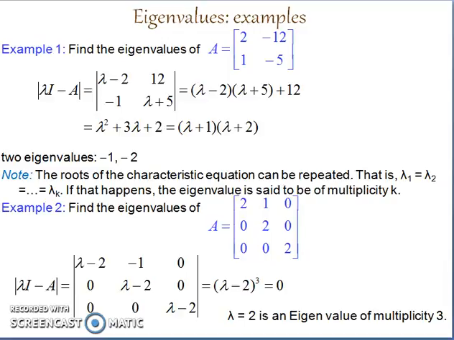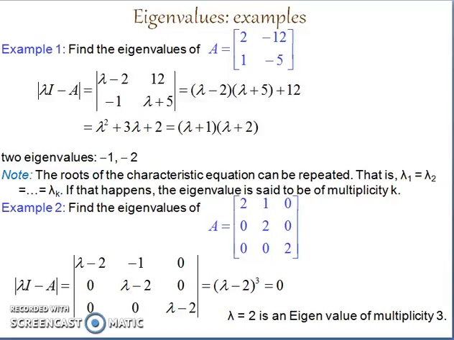To discuss more examples, find the eigenvectors of A. In this matrix, we are going to find lambda I minus A. Here, this is a 2 by 2 matrix, so the identity matrix is the 2 by 2 identity matrix. So the determinant of lambda I minus A will be the determinant of [lambda minus 2, 12; minus 1, lambda plus 5]. Finding the determinant, we get the characteristic equation as lambda square plus 3 lambda plus 2 equals 0. From this, we get two eigenvalues, minus 1 and minus 2.